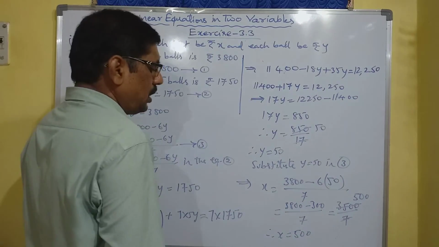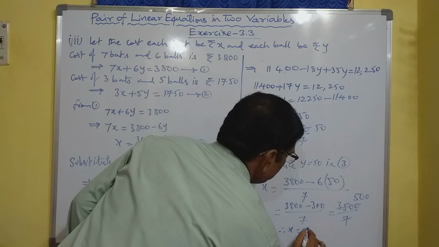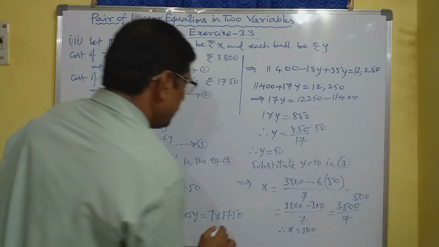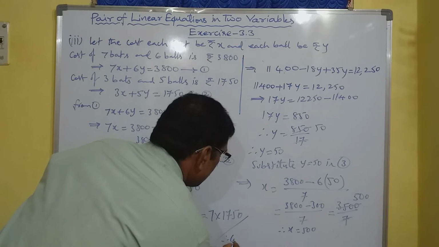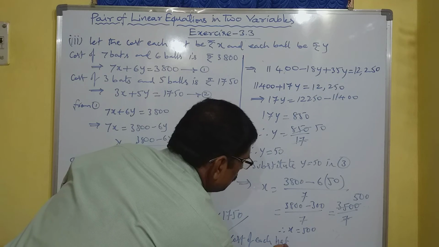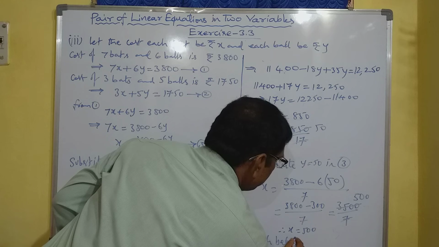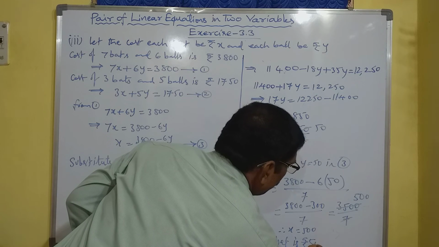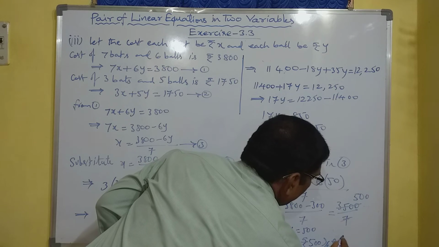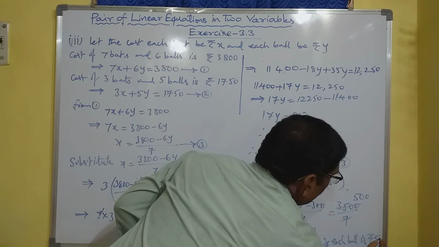Now finally, we can write the answer to the given question, the cost of each bat and ball. Therefore, the cost of each bat, which we have taken as x, is rupees 500, and each ball is rupees 50.